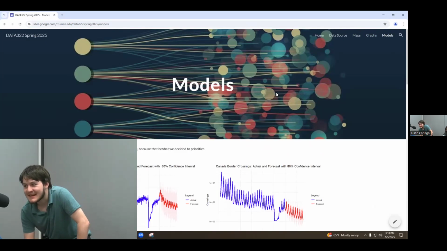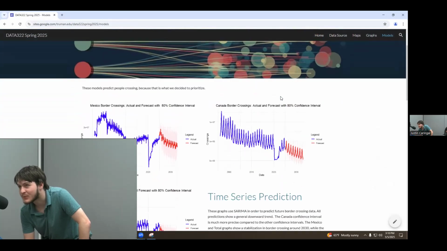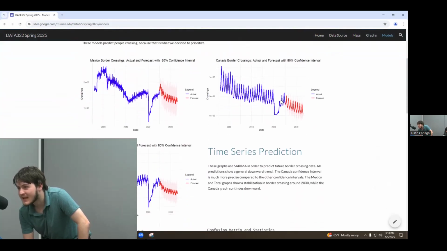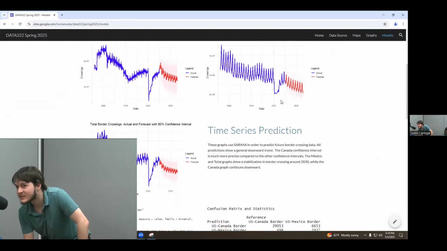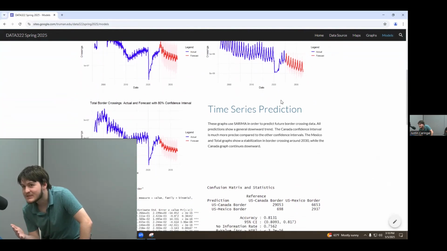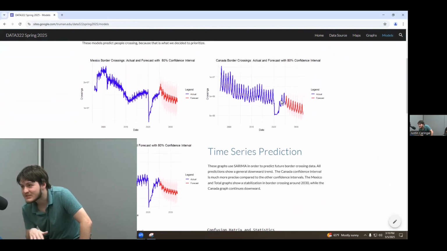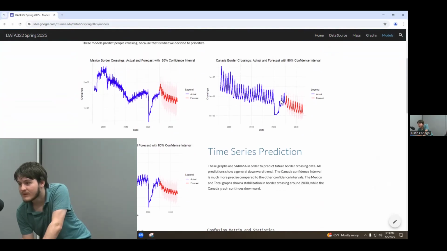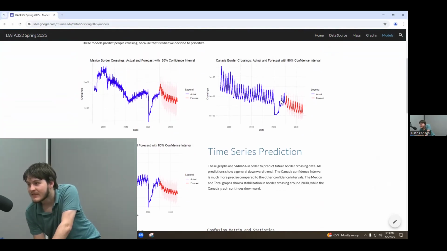This is Max. I did the models. As you can see, I did models for both the Mexican border and the Canadian border, as well as for the total border crossings. For this, I did a time series prediction using SARIMA, which is essentially a seasonal time series prediction. So it predicts the time series, as well as seasonal patterns. And as you can see, the Mexican border is a lot less seasonal than the Canadian border, which is very strongly seasonal.